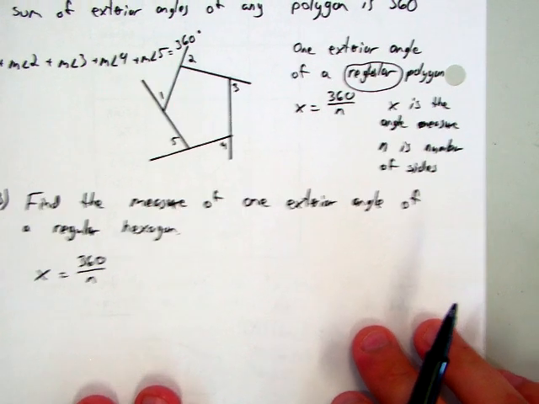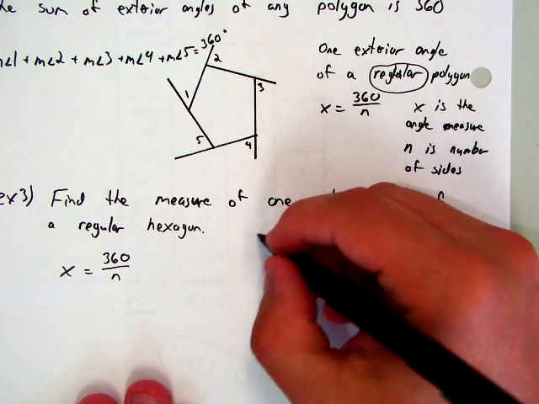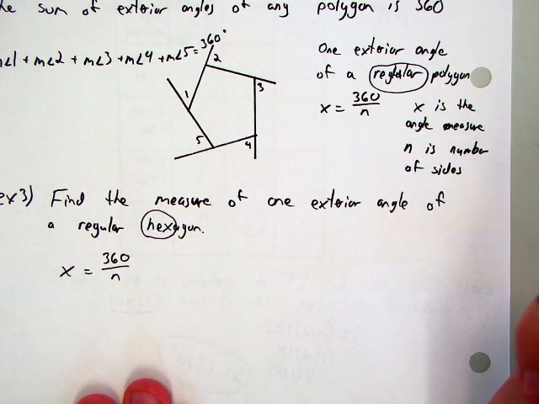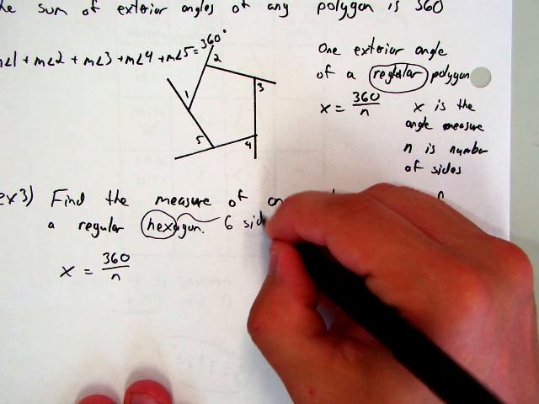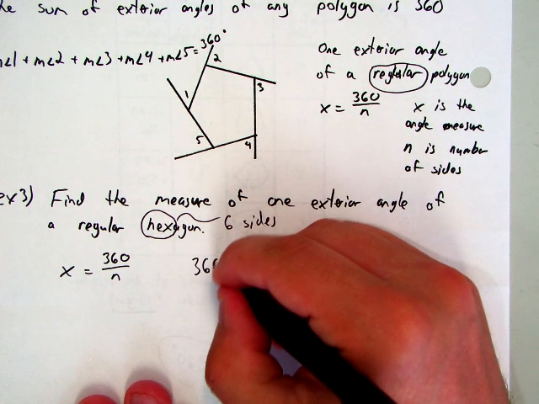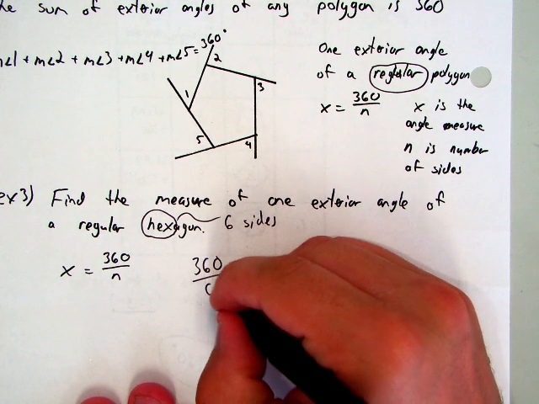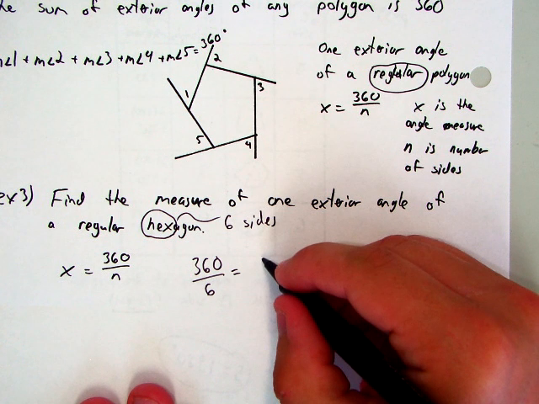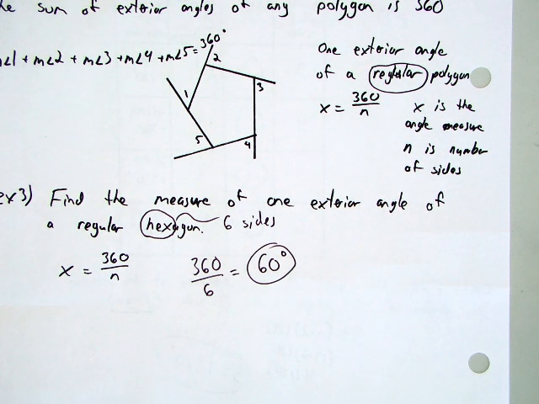Find the measure of one exterior angle of a regular hexagon. So hexagon, hex, what that means is 6 sides. If the exterior angles of a regular polygon add up to 360, I'm going to divide that by the number of angles, which would be 6. So an exterior angle of a hexagon would be 60 degrees.